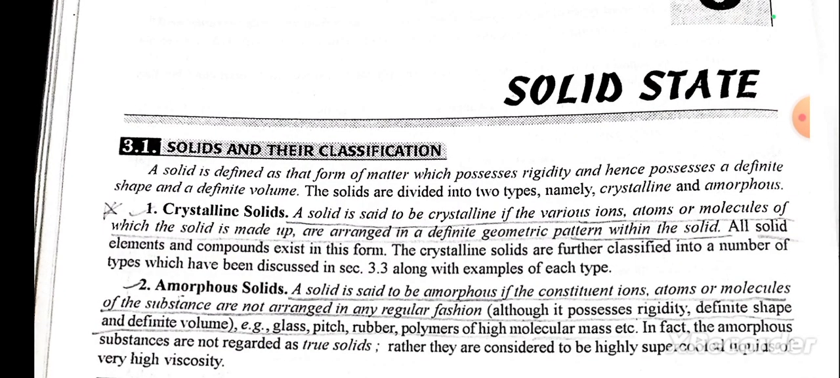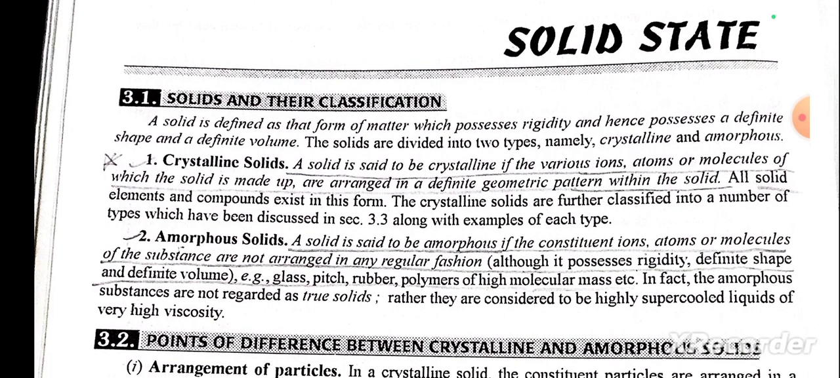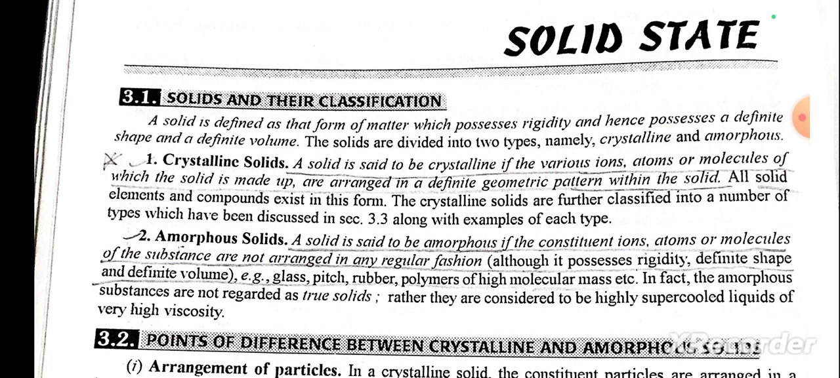The solid state, and its classification. A solid state is defined as a form of matter which possesses rigidity and hence possesses a definite shape and a definite volume. Solids are divided into two types, namely crystalline and amorphous. Crystalline solid: a solid is said to be crystalline if the ions, atoms, or molecules of which the solid is made up are arranged in a definite geometrical pattern.